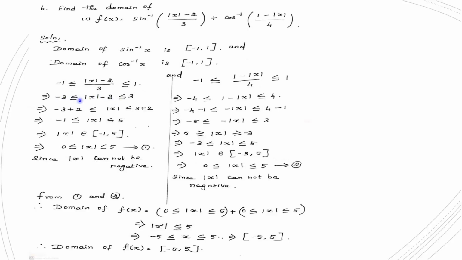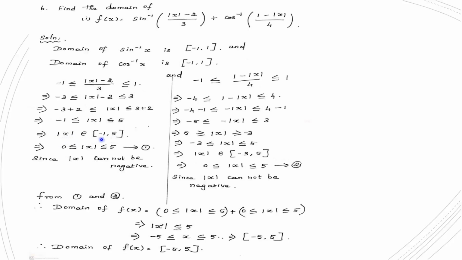So we add plus 2 to everything. Here minus 2 plus 2 becomes 0 and only modulus of x remains. Here also we add plus 2. So here we will get minus 1 less than or equal to modulus of x less than or equal to 5. So the value of modulus of x lies between minus 1 to 5. We can write it as modulus of x belongs to the closed interval minus 1 to 5. Already we know that modulus always gives positive values.